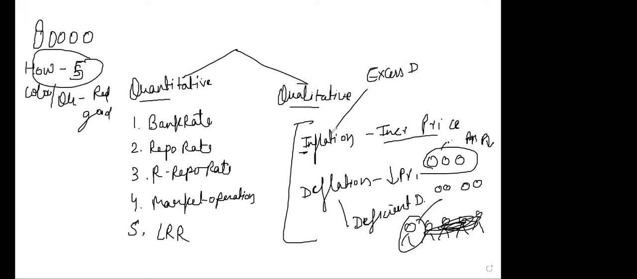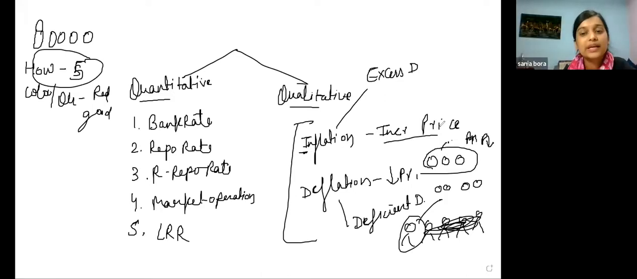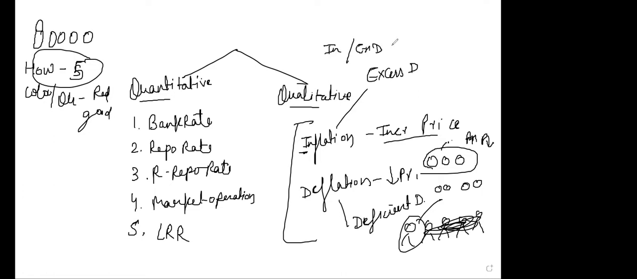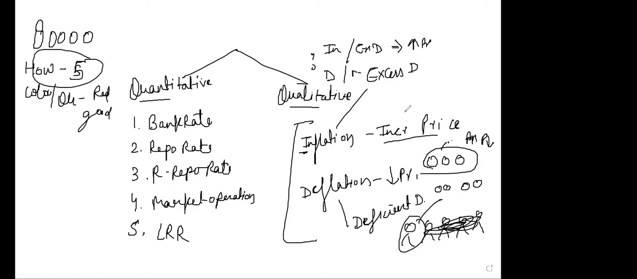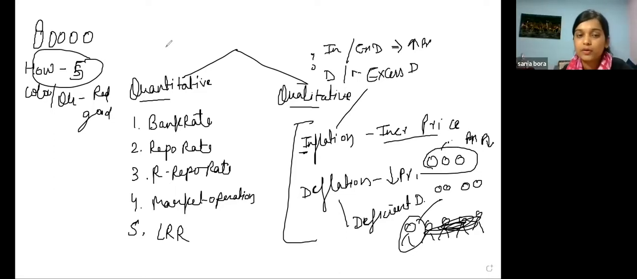Okay. So first of all, you will write inflation, or you will write it like this: inflation slash excess demand equals increase in price. And deflation, deficit demand, decrease in price. After that, you will make a table like this. You will write money controller, credit control, and you will write quantitative, 1, 2, 3, 4, qualitative, and leave the space.